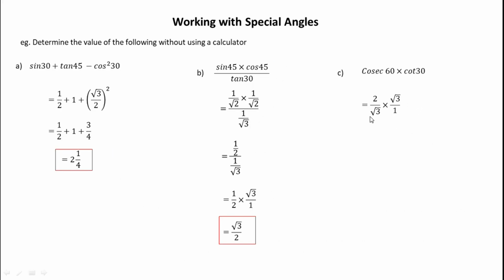And now I can do some cross-cancelling. The root 3 and the root 3 are going to cancel out. Goodbye to you, root 3s. And we'll be left with 2 over 1, which is also known as 2.